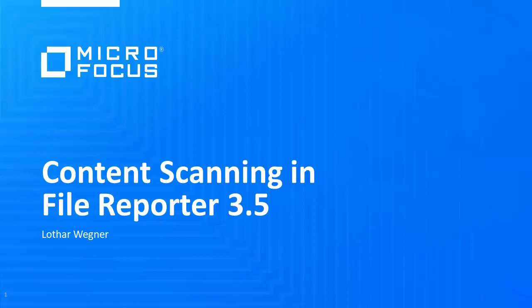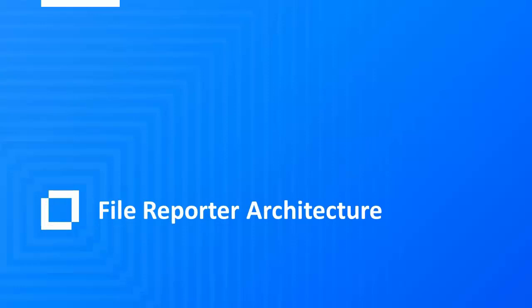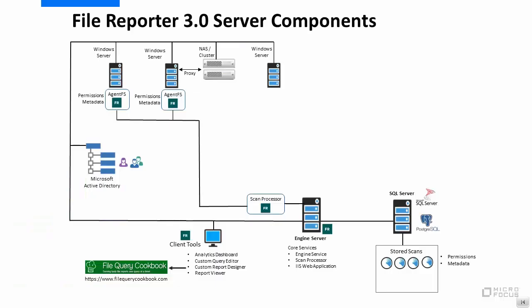I'm here to talk to you about the new content scanning capabilities in File Reporter 3.5. To better understand these new capabilities, let's take a moment to review the architecture. This is the architecture for File Reporter 3 and prior, and we're going to focus specifically on the agents because that is the most important piece that has changed.